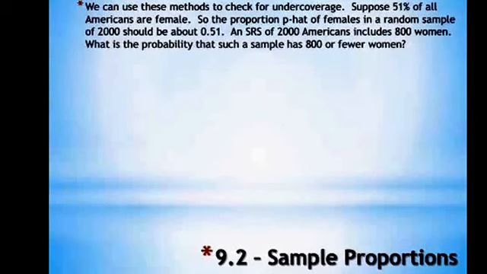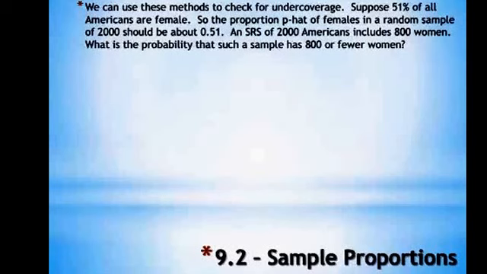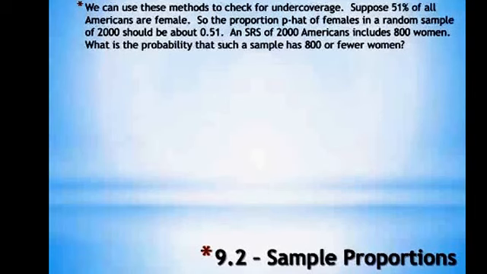Let's suppose 51% of all Americans are female. Suppose a proportion p-hat of females in a random sample of 2,000 should be about 51%, or 0.51. And let's say we take an SRS of 2,000 Americans that includes only 800 women. What is the probability that such a sample has 800 or fewer women? Now, if we think 51% is about 50%, then out of 2,000 Americans, we should have at least 1,000 be female if we were to take this sample. So let's test this. There's 800 or fewer.